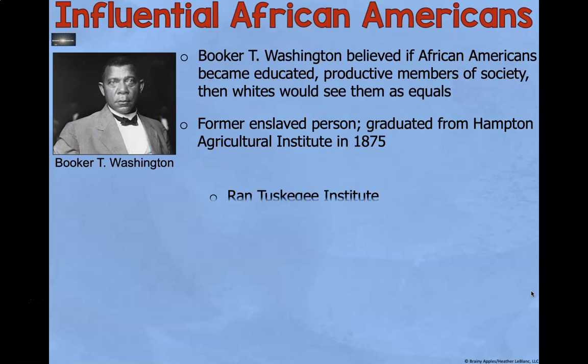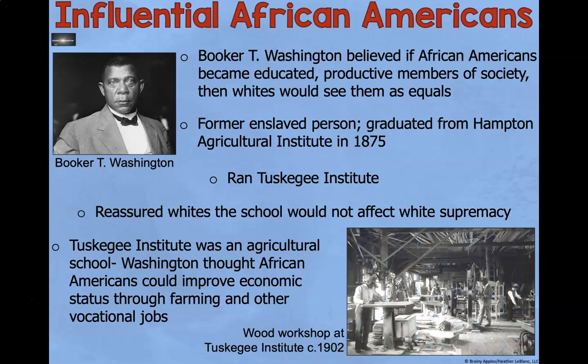All right, influential African Americans. So, Booker T. Washington, he is a person from African American history that we look at very highly. I thought he was brilliant. He was an African American man. He became educated. He looked at African Americans. He thought that they should be productive members of society, and then whites would see them as equals. This is what he believed. He was also formerly enslaved, so that means he did serve as a slave at one point.